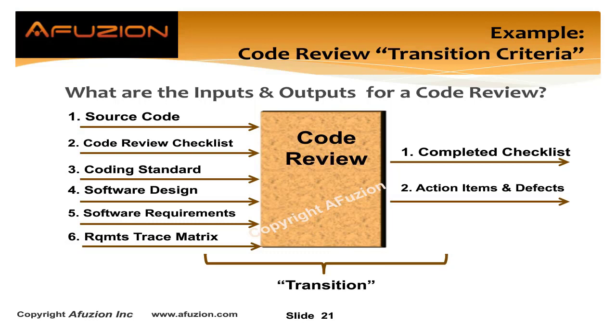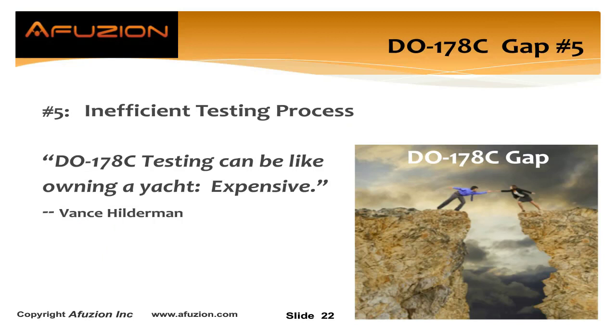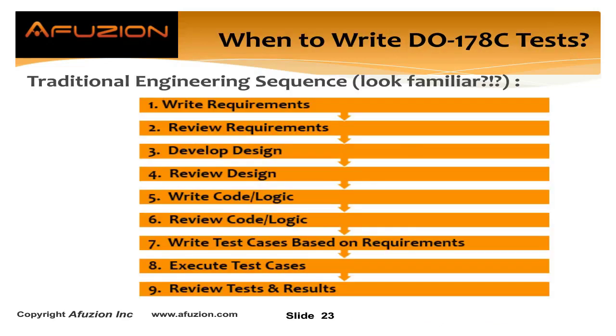Now, inefficient testing. Testing can be expensive. Testing does not directly improve quality, but rather it's a key, vital aspect to assess quality and then improve quality by providing a feedback loop. Okay? We'd like to see how efficient your testing is, because otherwise DO-178 testing can be like owning a yacht. Very expensive. Trust me on that. Now, when do we write tests? 178 is flexible, but you need to be smart.